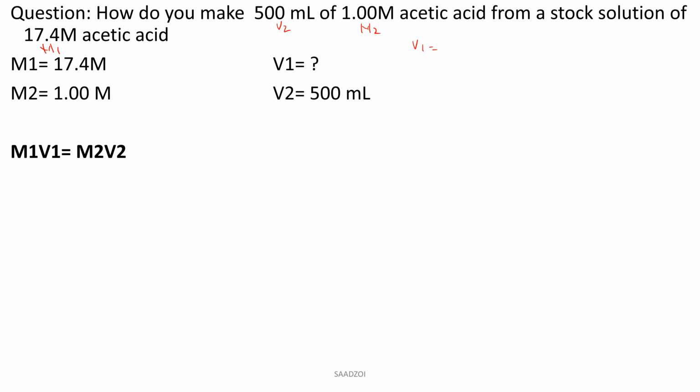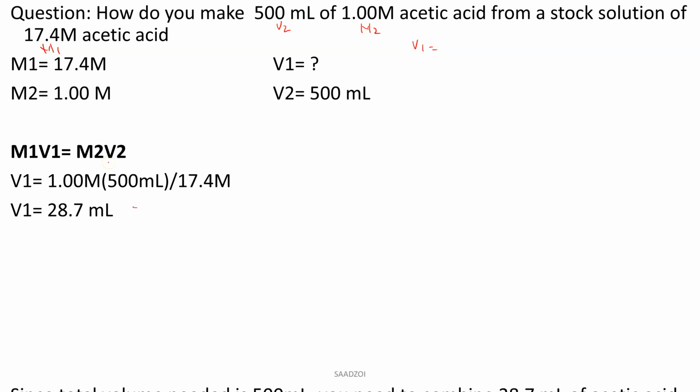M1V1 equals M2V2. So I'm going to plug in my numbers. 28.7 milliliters is the volume you need. What this basically means in English is that you're going to take 28.7 milliliters of this 17.4 molar acetic acid and add water to it until you get 500 milliliters, and that's going to give you a concentration of 1 molar.